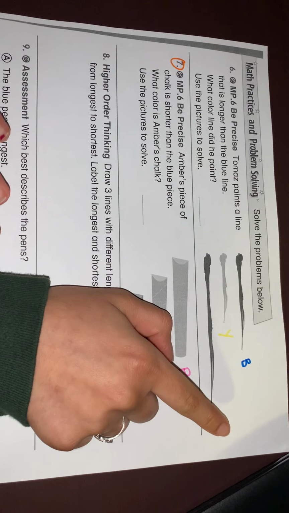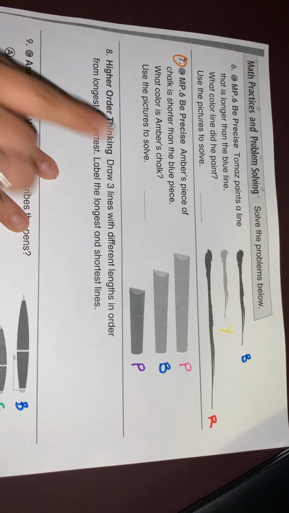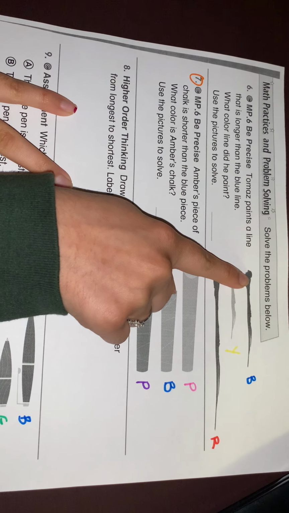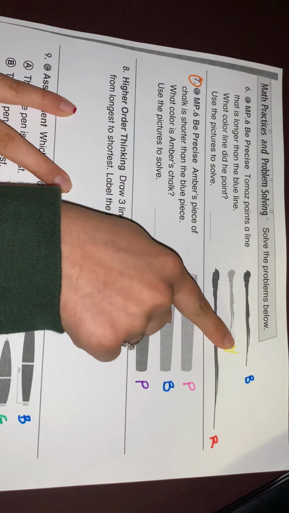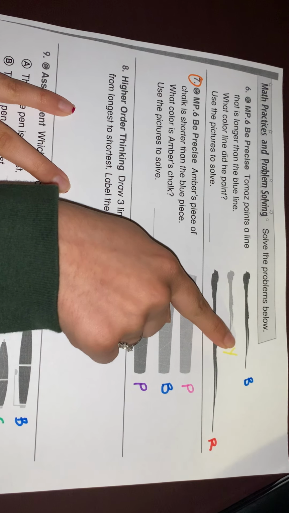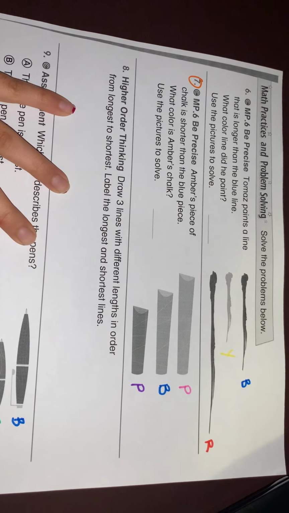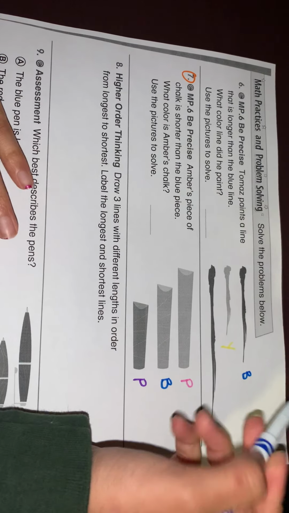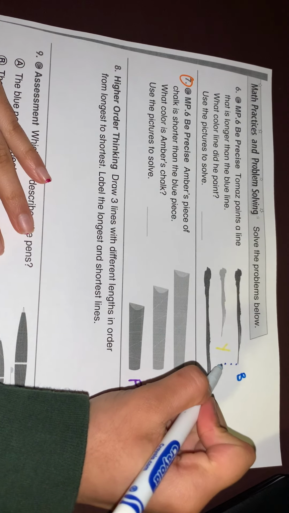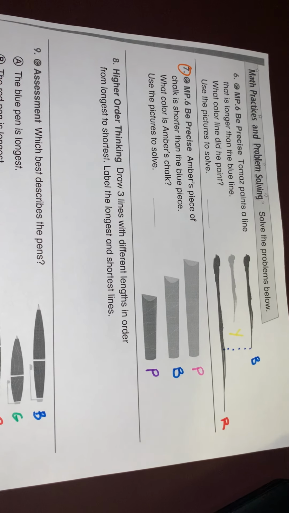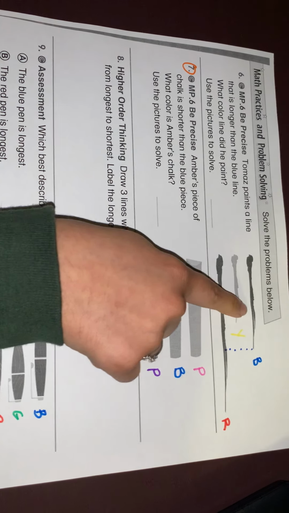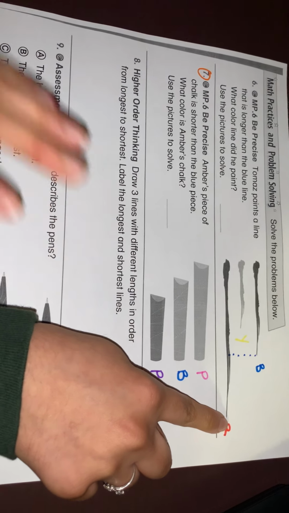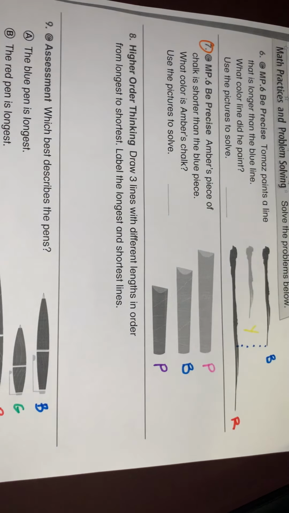So Tomas paints a line that is longer than the blue line. So here's my blue line. And he painted one that is longer than the blue line. So I have two options to figure out what color did he paint. Yellow or red. Which one is longer than the blue line? If I take, instead of using my finger, I can also use a dotted line to help me. Which one is longer? Yellow or red? The red passes the blue, so that tells me that the red line is the color that he painted.